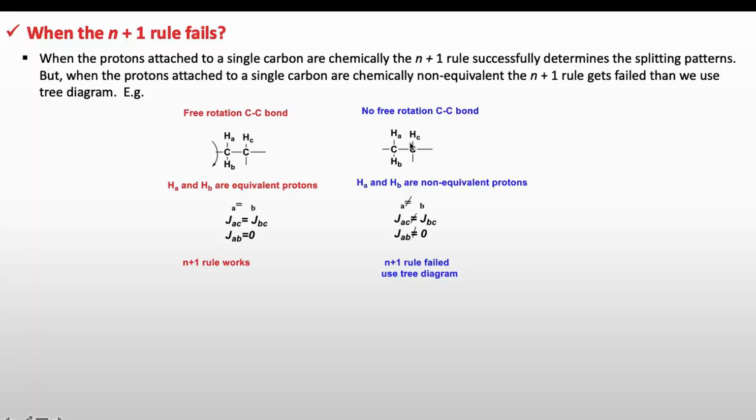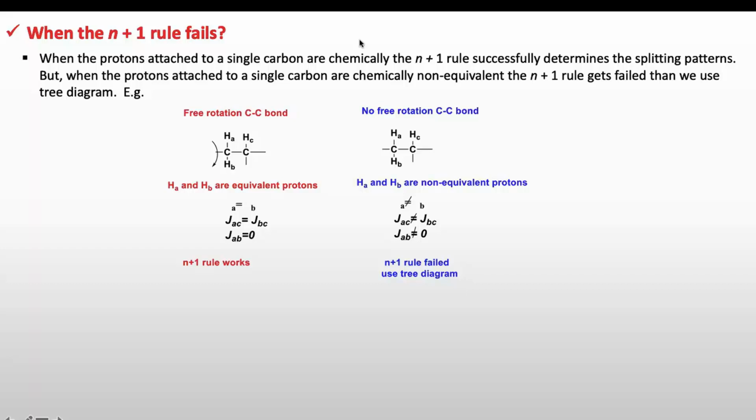But if we stop this rotation around the C-C bond, now HA and HB become chemically non-equivalent protons. Now the chemical shift value for HA and HB will be different, and they will couple with HC with different coupling constants, meaning JAC will not be equal to JBC. They will also couple with each other, meaning JAB will not be 0. So now here the n+1 rule fails. So how to calculate the coupling constant in this case?